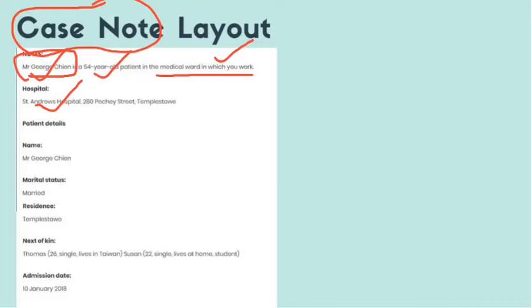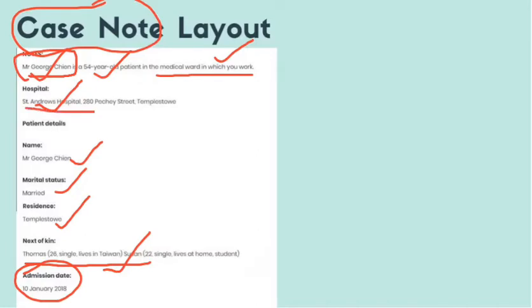Again, the same information is provided: the name, the marital status, the residence of the patient, the family members of the patient, and the admission date. The admission date is the date on which the patient was admitted to your hospital, that is the St. Andrews Hospital. So when was the patient admitted? The patient was admitted on 10 January 2008. That is the first part of the case note.